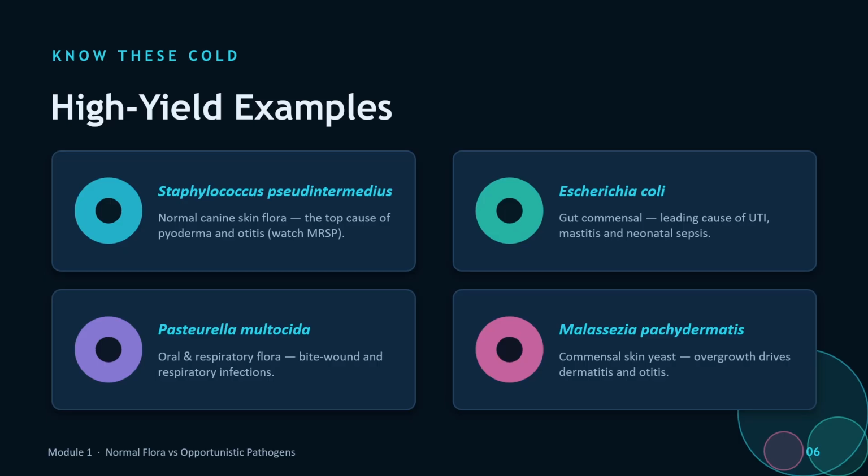Pasteurella multocida is normal oral and respiratory flora in cats and dogs. Introduce it under the skin via a bite wound, and it causes rapidly spreading cellulitis and abscesses, and it's a classic cat bite zoonosis in people. Malassezia pachydermatis is a commensal yeast on skin and in ears that causes disease only when it overgrows, typically in allergic or moist skin. The lesson is identical across all four. Finding them on culture is expected. Disease requires the right context.